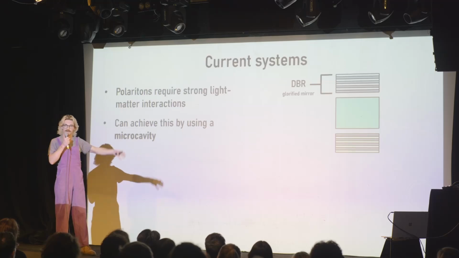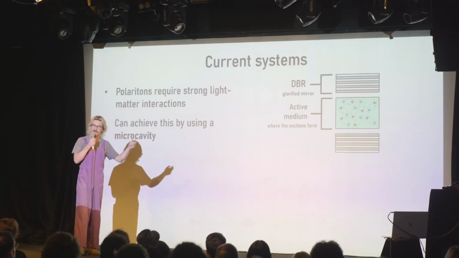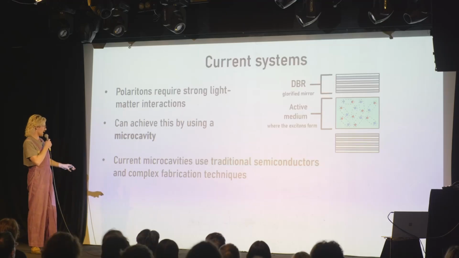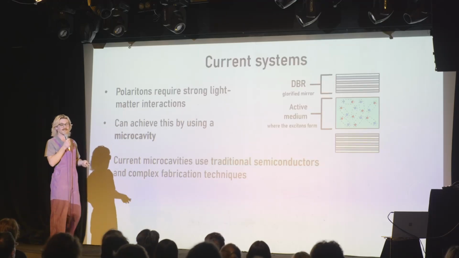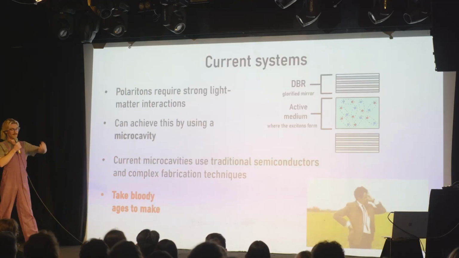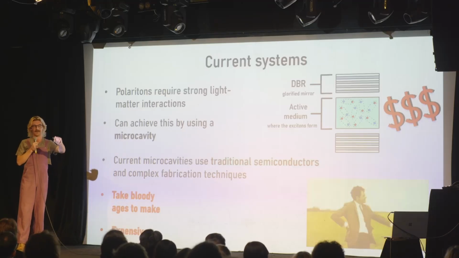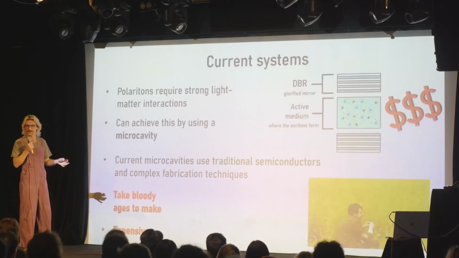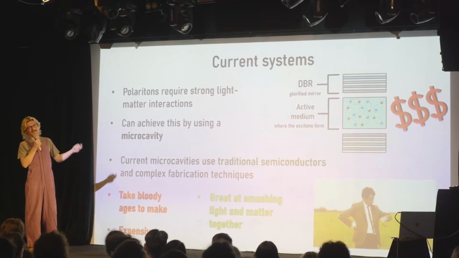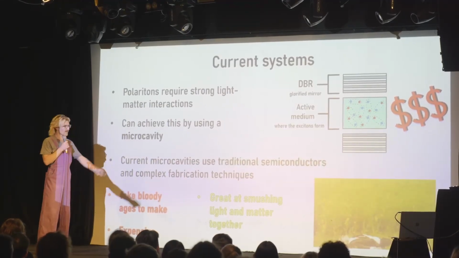But obviously you still need those excitons, you still need the matter for it to stick to. And so you also have your active medium, which is where your excitons form. At the moment, we are using things called traditional semiconductors to do this, and it's very, very complex fabrication techniques. That is to say, they are very slow to make. Sorry, I'm going to swing over here. They take absolutely bloody ages to make, and they are also very, very expensive. Like insane. They are like yay big, and they cost thousands of dollars. It's not scalable, it's not feasible for modern technology. However, they're very good at smashing light and matter together. That's the one thing they do well, because that's their one job.